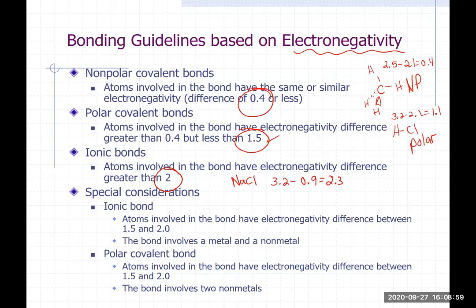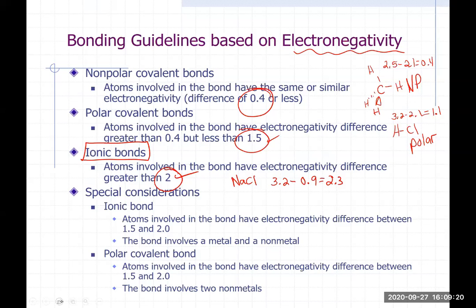And so 2.3 is greater than 2. That tells us that we have an ionic bond. Greater than 2. They're so far apart on the periodic table that their difference in electronegativity is actually ionic. That's a transfer of electrons.